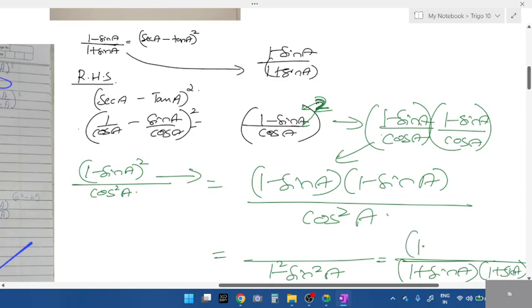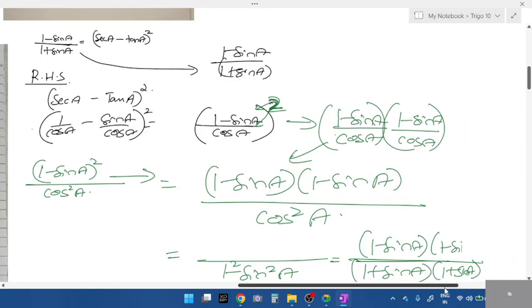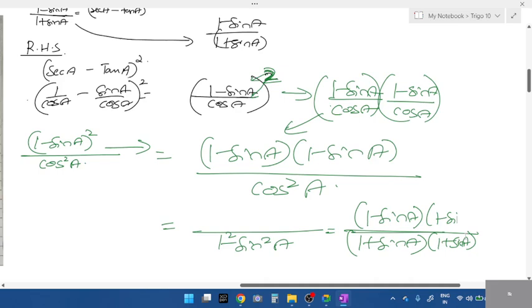The numerator remains the same, students. 1 minus sin A into 1 minus sin A. Sorry, both are minus. See, I'm writing in a digital notepad, so the handwriting is a bit clumsy. If you don't understand anything, let me know. 1 minus sin A into 1 minus sin A.